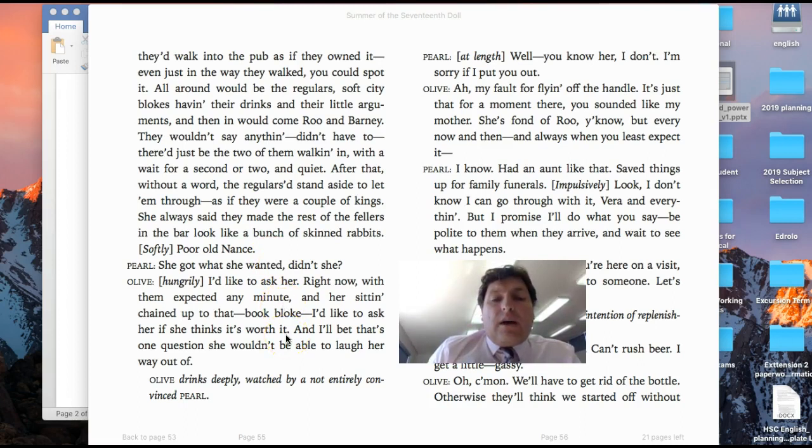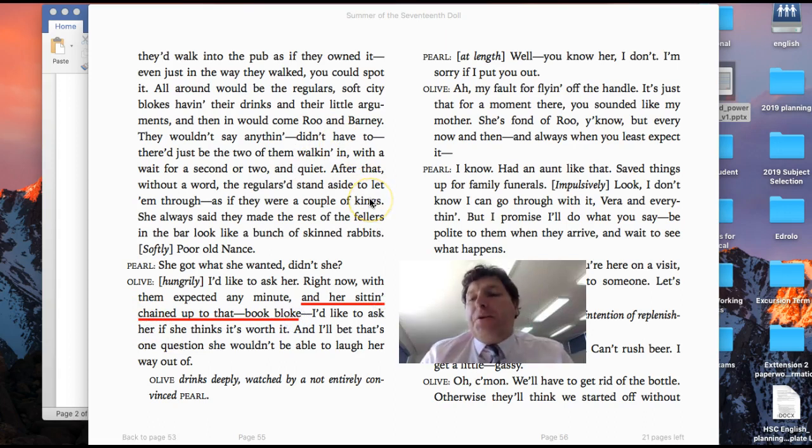It goes on, "I'd like to ask her right now, with them expected any minute and her sitting chained up like that to that book bloke, I'd like to ask her if she thinks it's worth it." So there's this real derisory language here about the fact that she's chained herself up to one of these ones that would part for her king. She's let herself down in that sort of way. And the language is cursory and nasty.